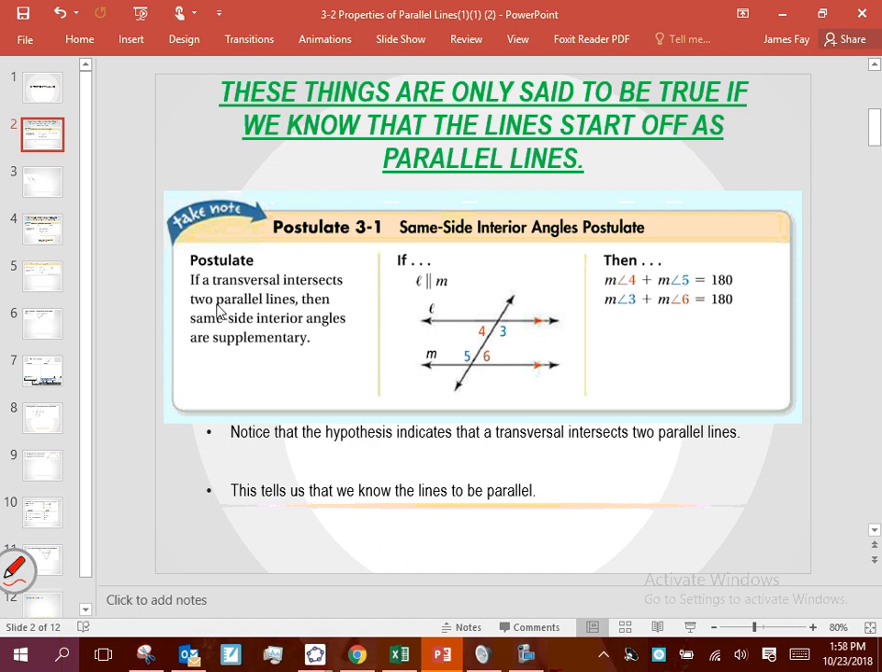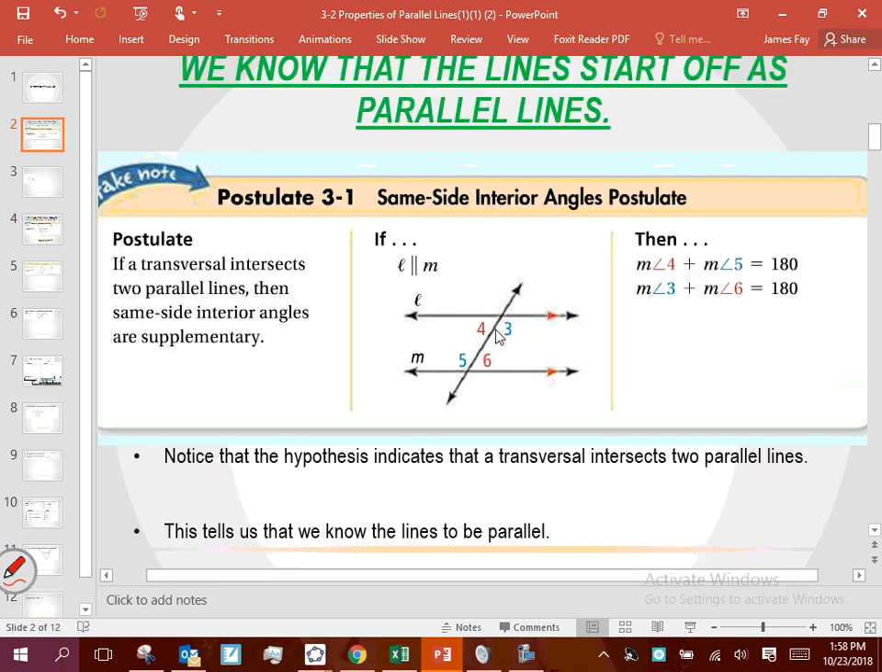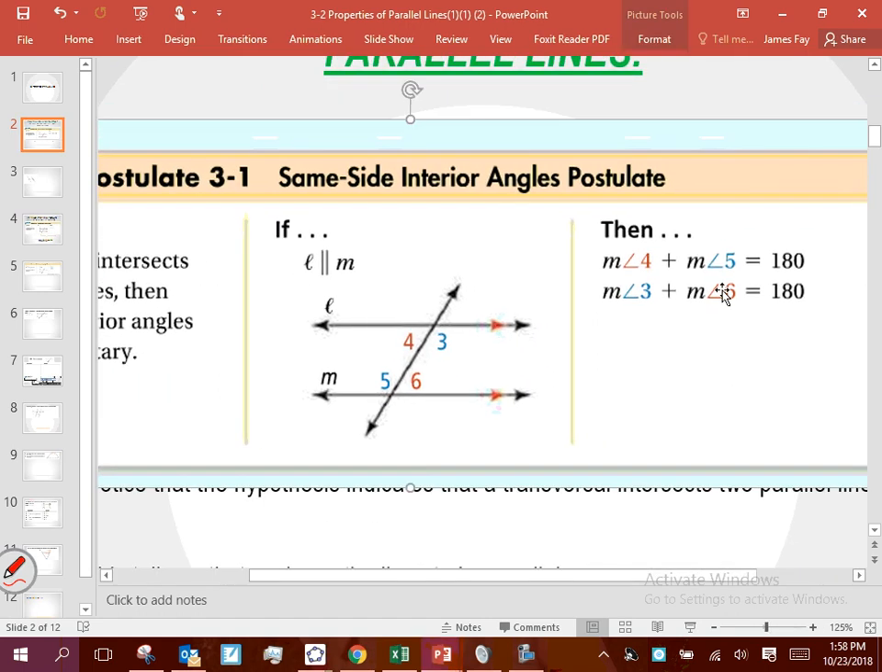So here we're saying 3 and 6, because they're same side interior angles, should add up to 180. See that there? And 4 and 5 as well should have 180. Now that being said, are 4 and 3 still going to add up to 180 as well? And the same thing with 5 and 6? Those are our old linear pairs, and they should absolutely still be linear pairs.